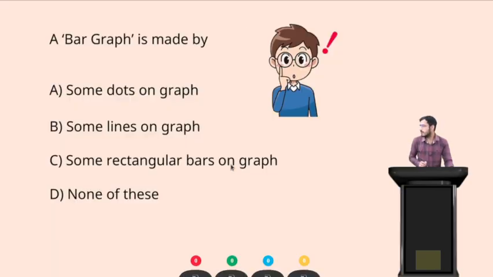Okay, now it's question time. A bar graph is made by some dots on graph, some lines on graph, some rectangular bars on graph, and none of these. So which option is correct here? I'm giving you 30 seconds. Okay. A bar graph is made by some dots on graph, some lines on graph, some rectangular bars on graph, and none of these.